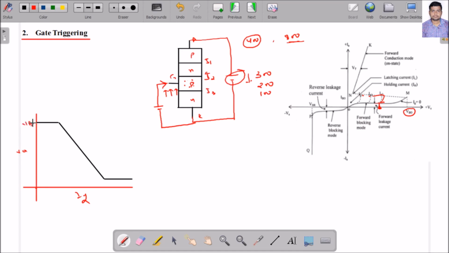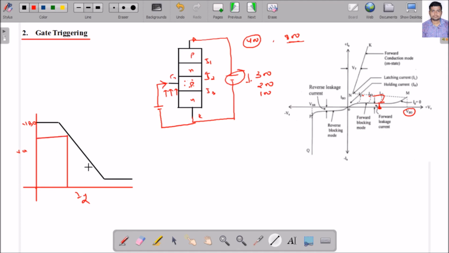That is equal to VBO. When I am not giving any gate signal, or gate current, then what is the voltage requirement to trigger or turn on the thyristor? It is VBO. But when I am increasing the gate current, what is the voltage requirement here? Look, here the voltage requirement reduces.